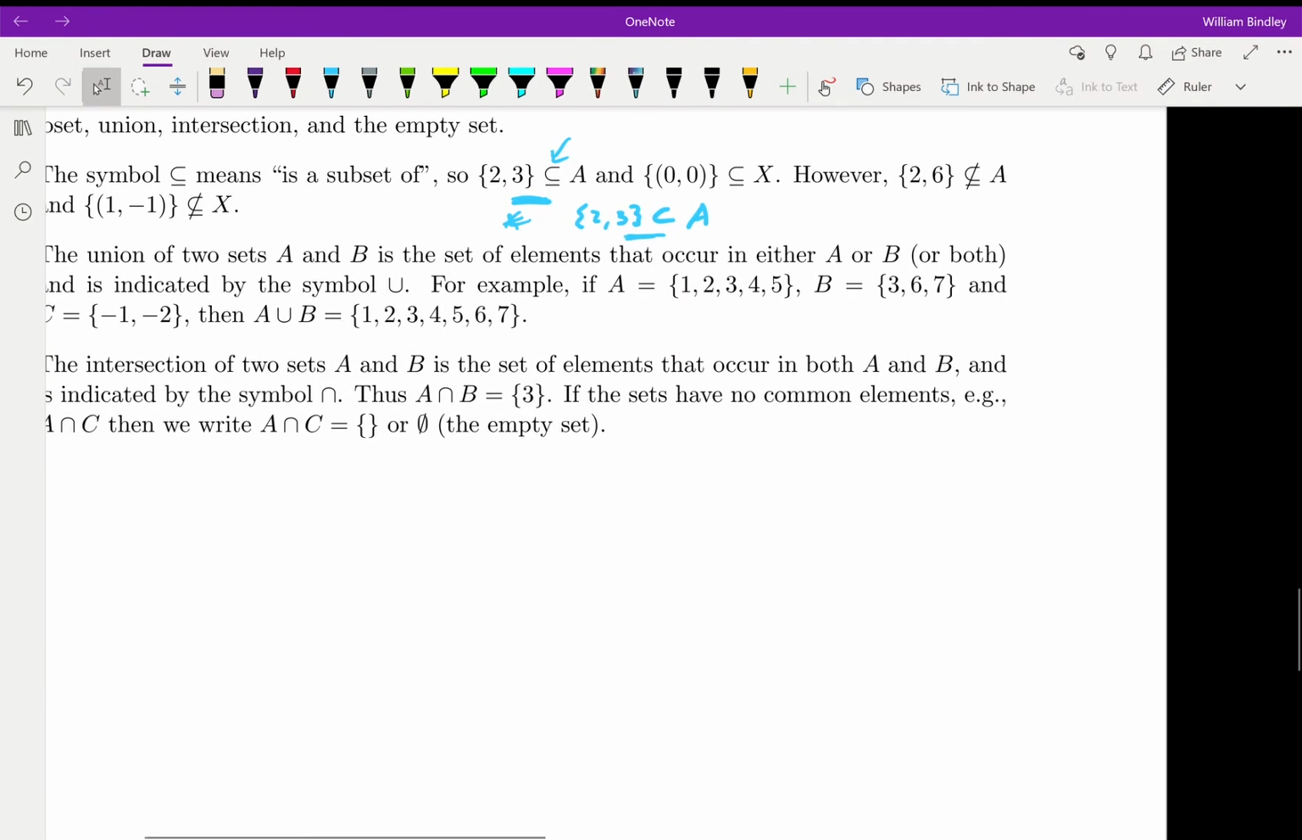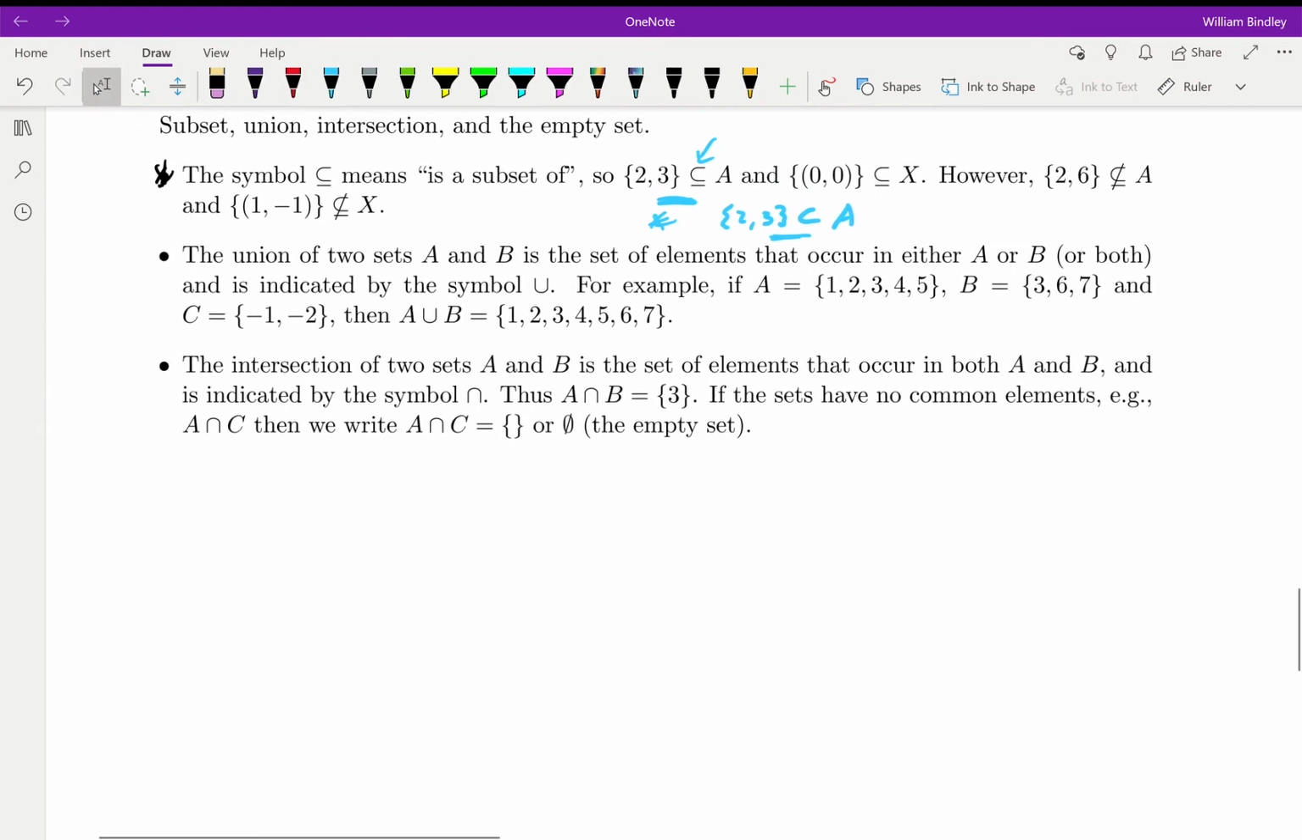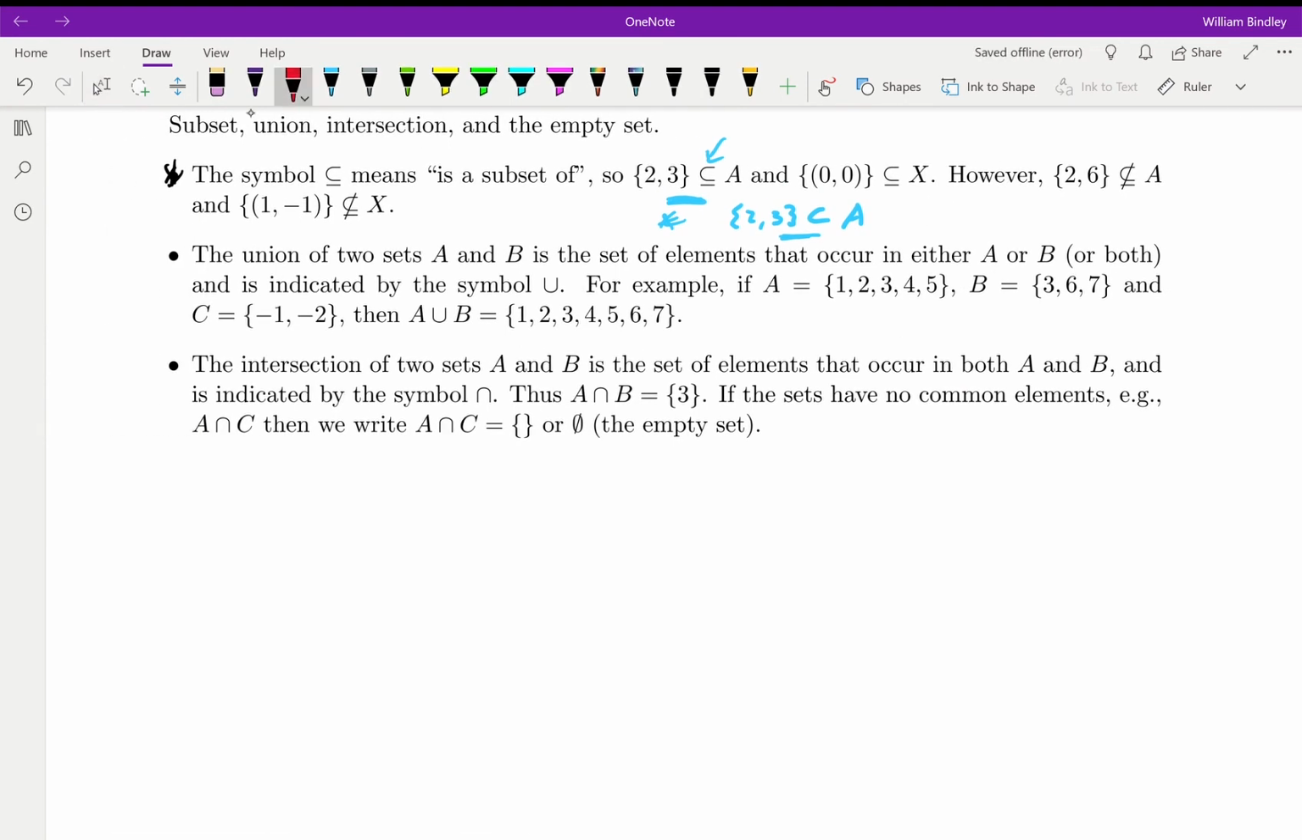Sometimes sets don't have any elements in common. For example, we've got this set C up here that contains -1 and -2, and here's A. They don't have any elements in common because you can see that immediately by observing that all of the elements of A are positive numbers and all of the elements of C are negative numbers. So they can't have any elements in common.